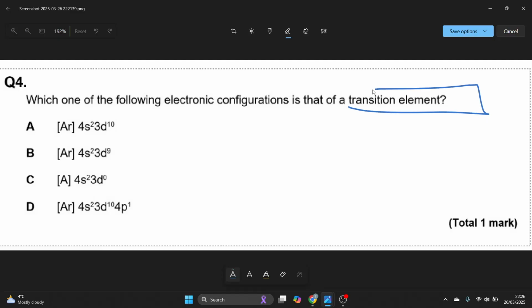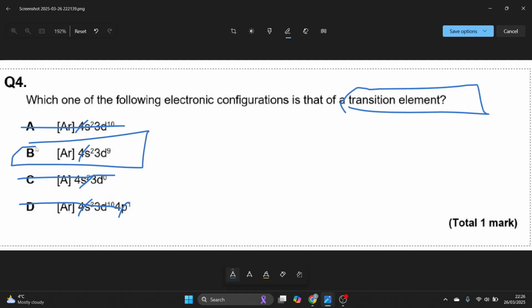Question 4, which of the following electron configurations is that of a transition element? Again, very similar to the first question. Again, just look at the 3D subshells because of the definition: partially filled 3D subshell. Well, that's full, so that can't be a transition element. That's empty, can't be a transition element. That's full, can't be a transition element. Therefore, it must be B.